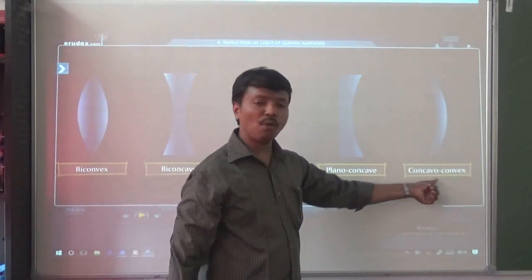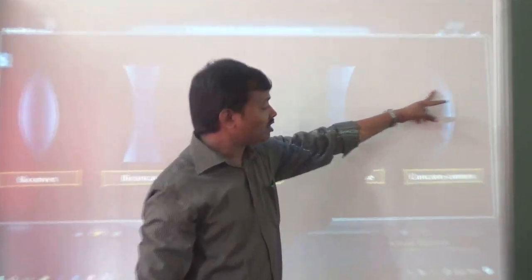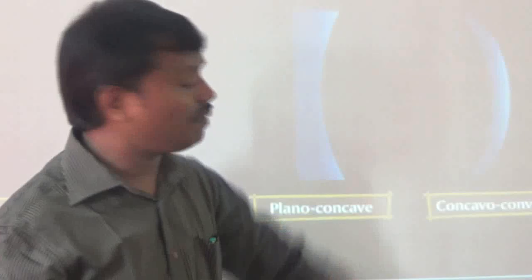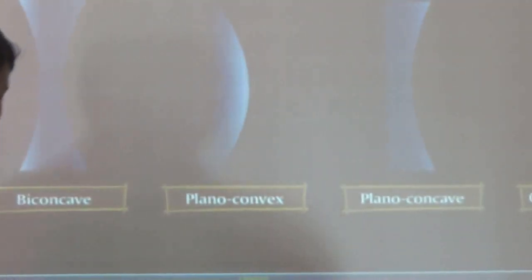Now again, concavo-convex. It has one surface concave and the other surface convex. So that's why it is called concavo-convex. These lenses are used in our daily life also.